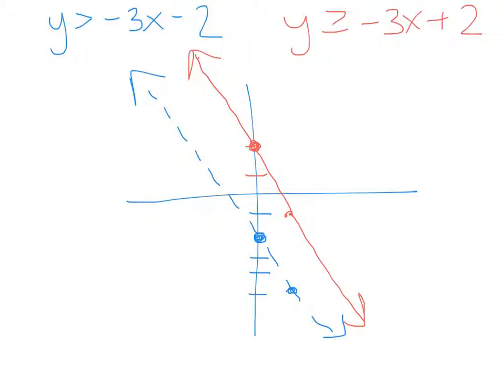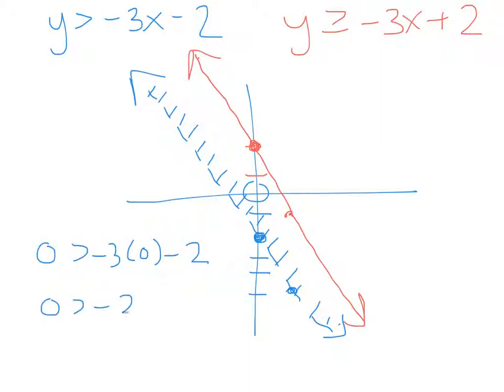So on the blue line, it says it's greater than that line. So that means it's on this side, right? So again, I can check 0, 0, see if that's true. 0 is greater than -3 times 0 minus 2. 0 is greater than -2. That's true.